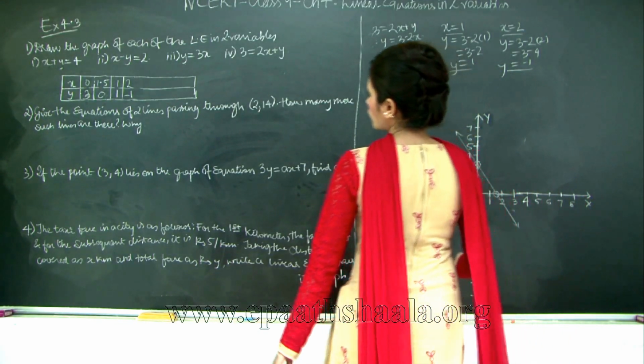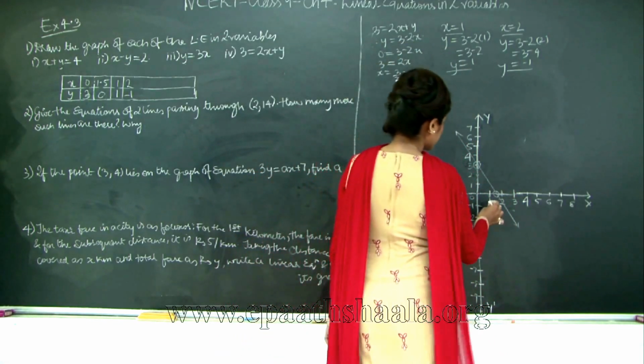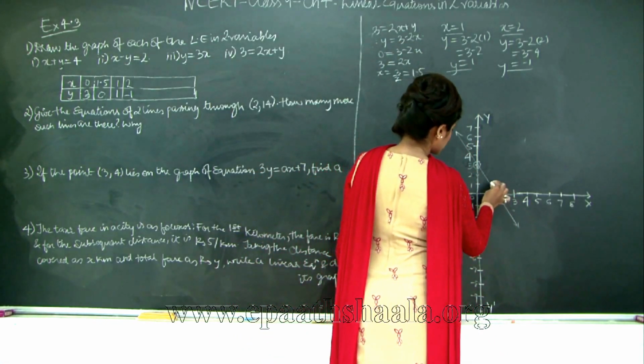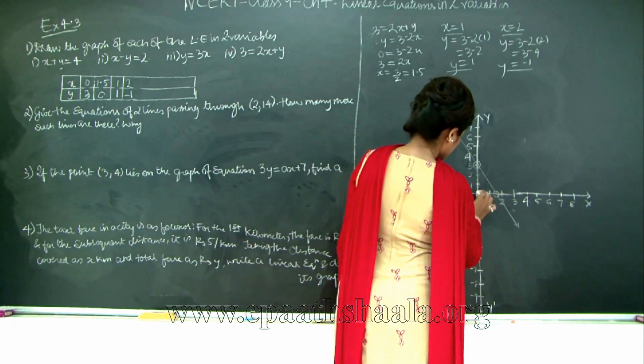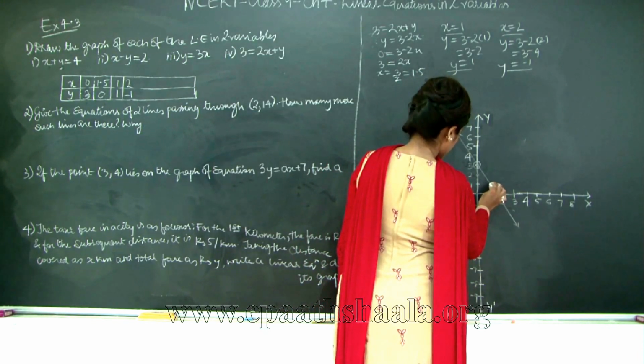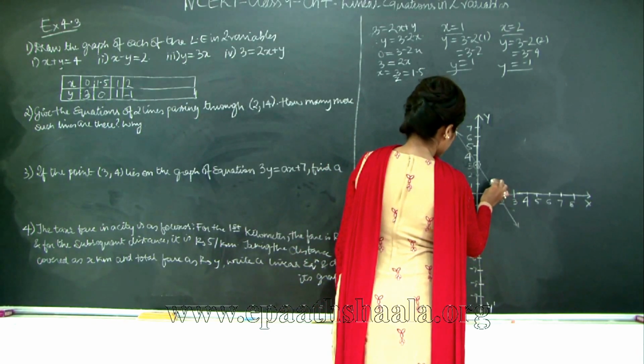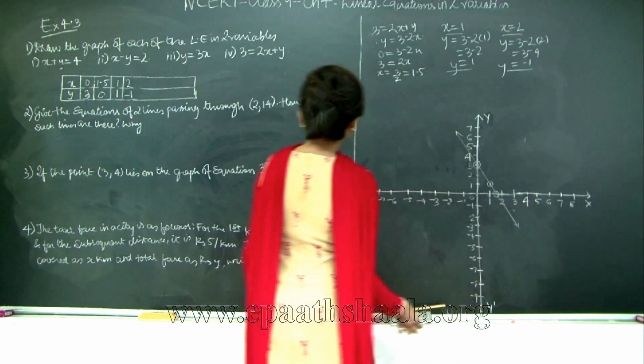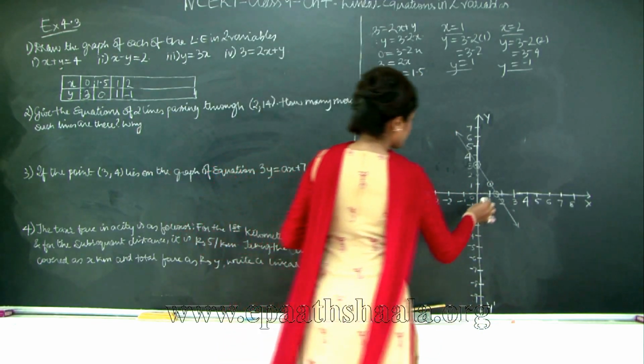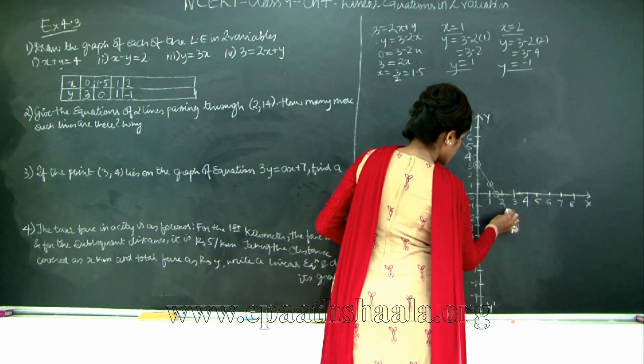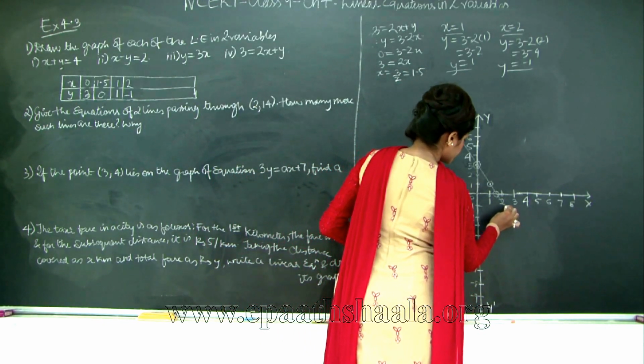So what are the other coordinates? I have 1 and 1. So it's going to be here. This is 1 and 1. Then I have 2 and minus 1. So 2 and minus 1 will be here.